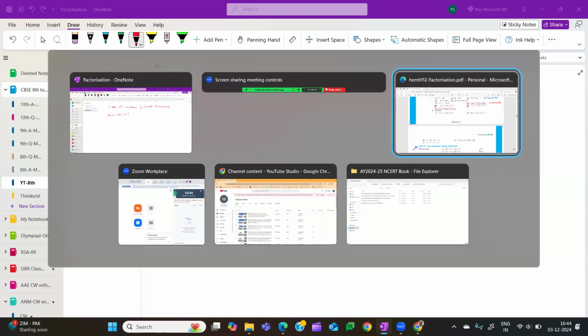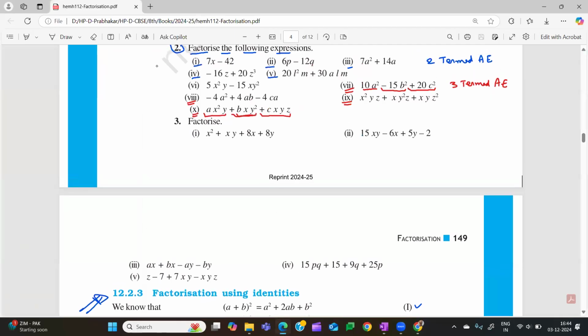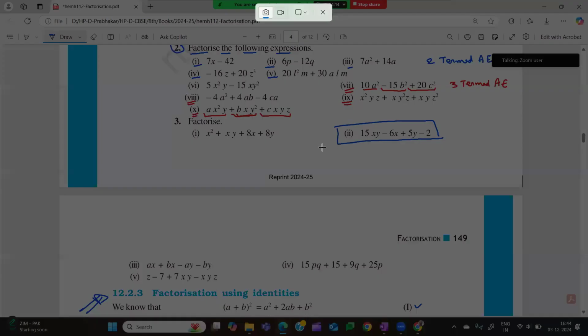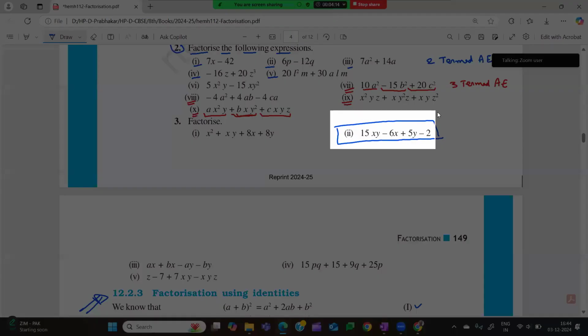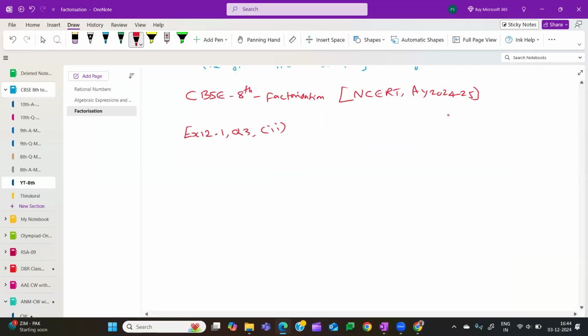I'll just show it in the NCERT book. So this is the question: 15xy minus 6x plus 5y minus 2. I'll just snip it and put it in my Microsoft OneNote so that you are very clear that we are just going to give the answer for this question now. Okay. The solution. If you are a fast student, then you follow this video. Okay. Solution is this.